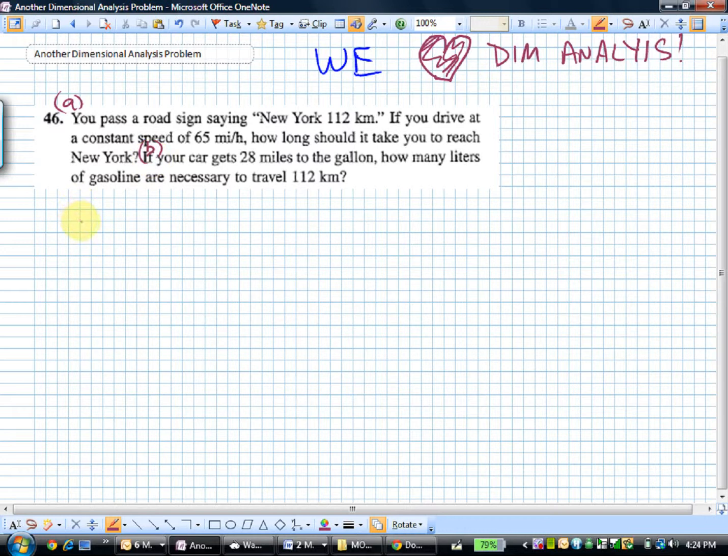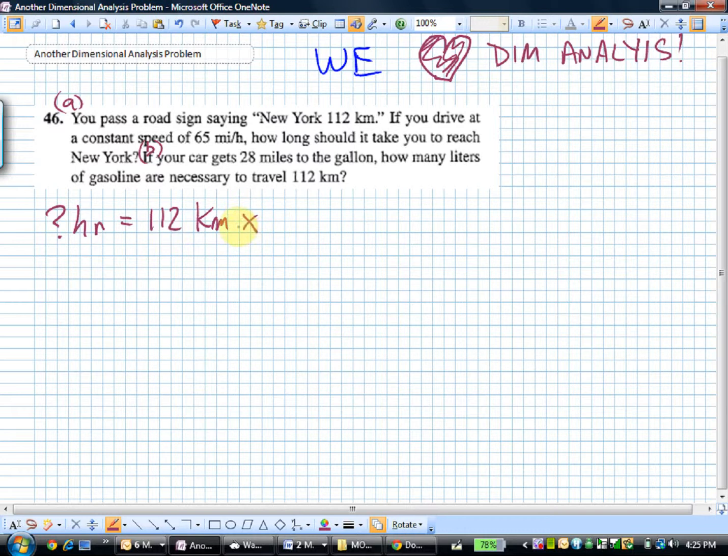But in any event, let's do the first part. If you drive at a constant speed of 65 miles per hour, how long? That means time. Let's do it in hours. How many hours will it take you to go 112 kilometers? Pretty simple. But again, the toughest part of the problem is to come up with what you are looking for and where you are going to start. Once you've got that, then you let the units drive the problem solving. Don't worry about any calculations.